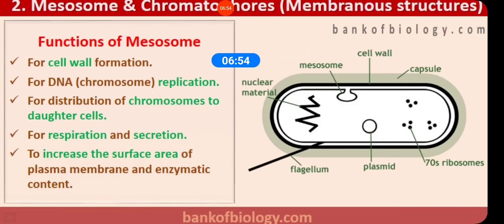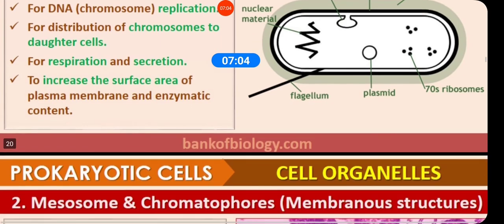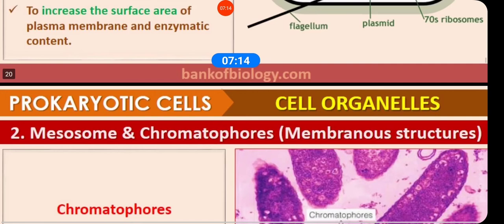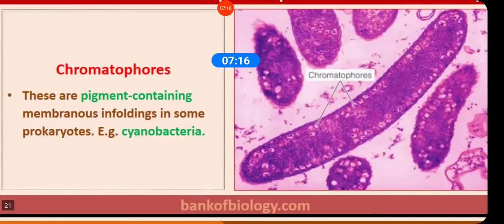All the points are mentioned here. Cell wall formation, replication, for the distribution of chromosome to the daughter cell, for respiration and secretion, and to increase the surface area for the enzymatic action. You can see the other function here, it has been written: 70S ribosomes are present in prokaryotes, and 80S ribosomes are present in the eukaryotes.